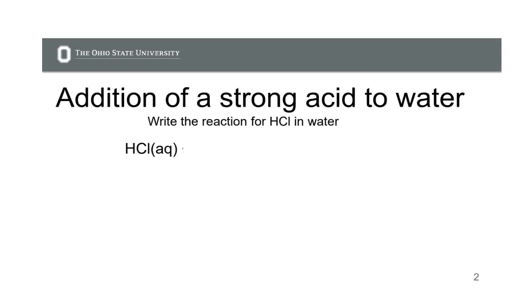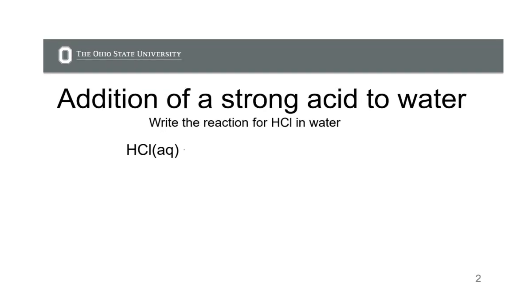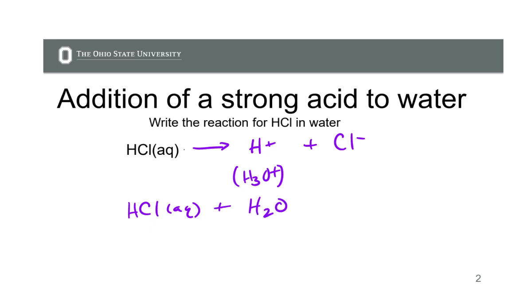So let's look at an example of adding HCl, which is a strong acid, to water. We know that when we put HCl in solution, it completely dissociates, so a single arrow towards the products, into H plus, or H3O plus, and Cl minus. I'm using H plus and H3O plus interchangeably here, just simply based on how I've written out HCl. If we wanted to include how HCl reacts specifically with water, now you can actually see where the H3O plus comes in.